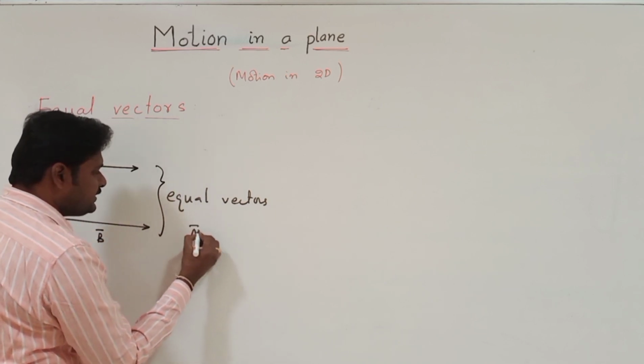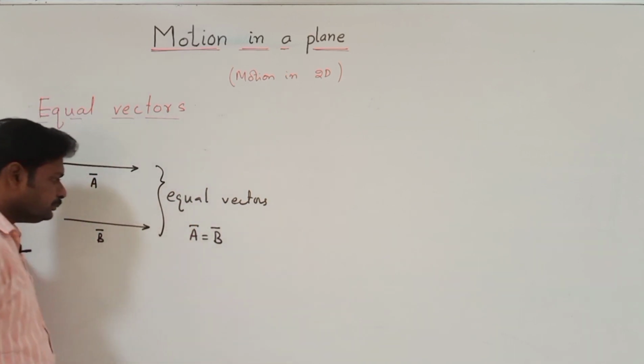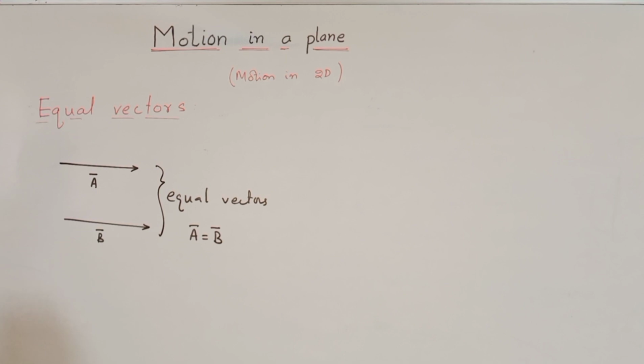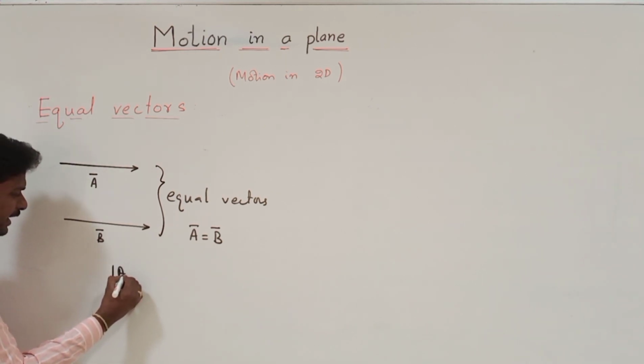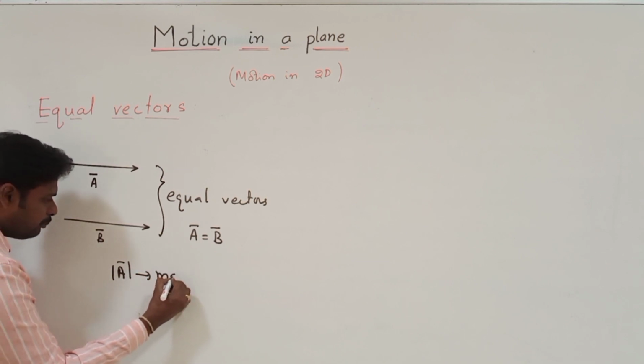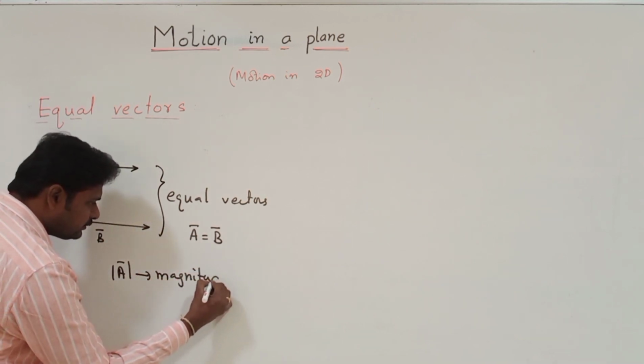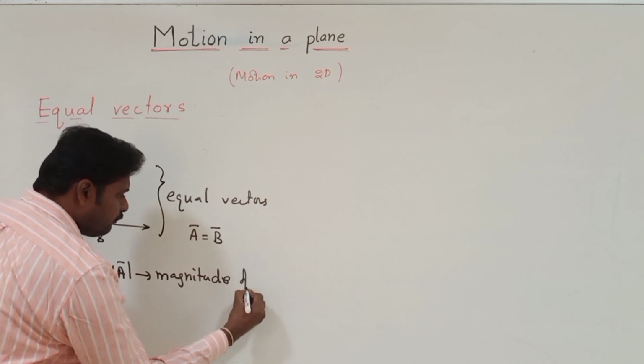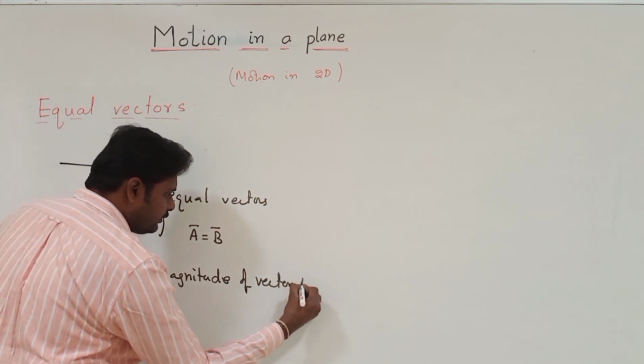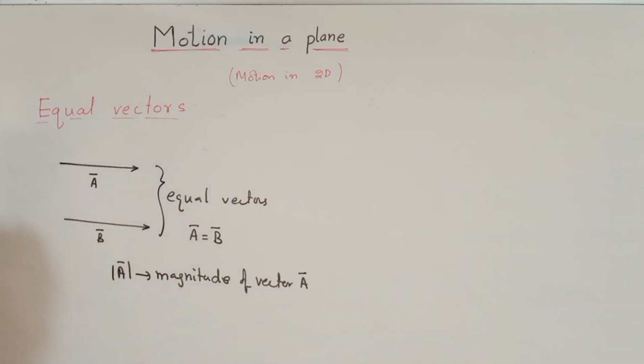So, vector A is equal to vector B. And what does that mean? How to notate a magnitude? Mod of A is called the magnitude of the vector, magnitude of vector A. Here we will write it as mod A is equal to mod B, meaning the magnitude of A is equal to the magnitude of B and the direction of A is equal to the direction of B.